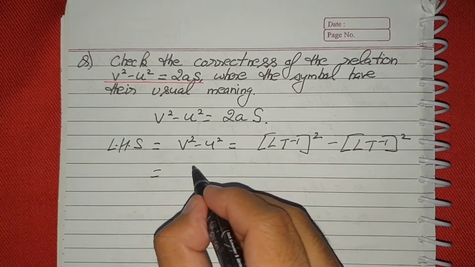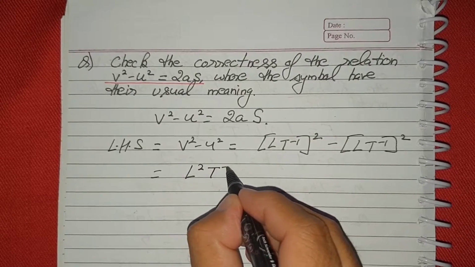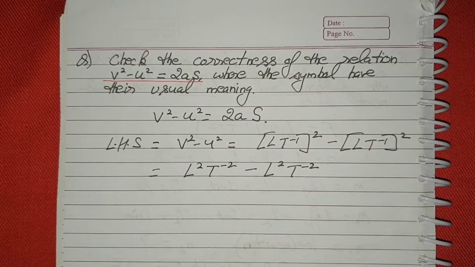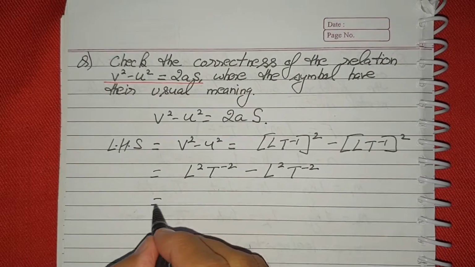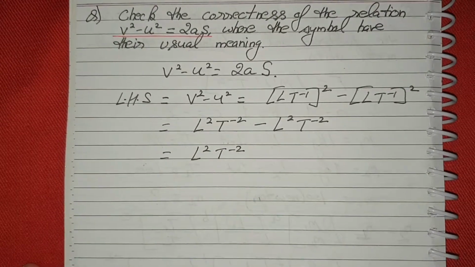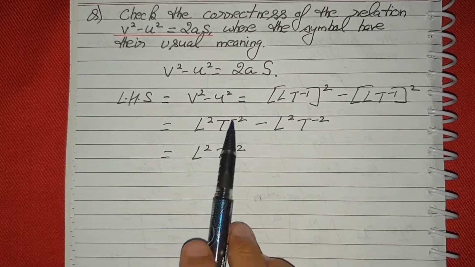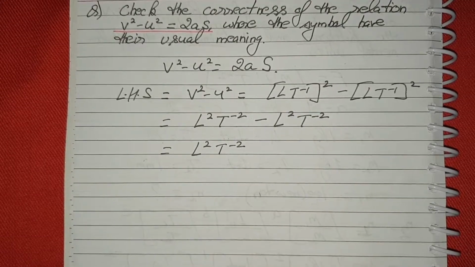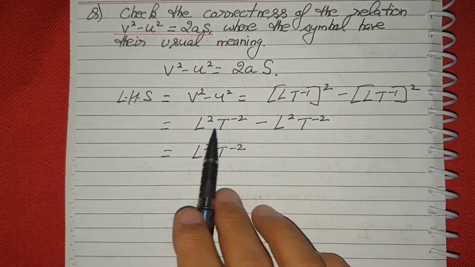So L square t to the power minus 2 minus L square t to the power minus 2 is written as L square t to the power minus 2. Now here is the point to be noted. What I have written is L square t to the power minus 2 minus L square t to the power minus 2 is L square t to the power minus 2. Now you must be wondering why I have not crossed these two.